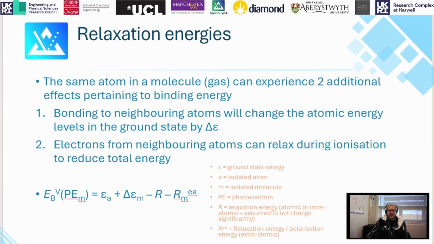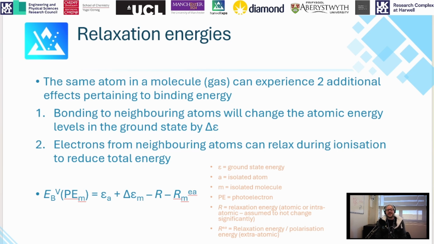The second effect is that electrons from neighboring atoms can also relax during this ionization process and reduce the total energy. So this introduces extra-atomic relaxation energy processes, so think things like charge transfer processes. Now our equation becomes: the binding energy of this photoelectron from the molecule relative to the vacuum level is equal to the initial state energy, the ground state energy of the isolated atom, plus a factor that we're calling the shift in initial state energy from going from an atom to a molecule.